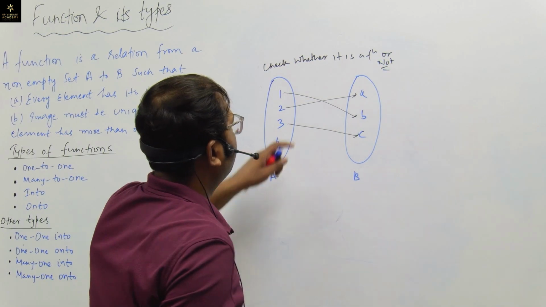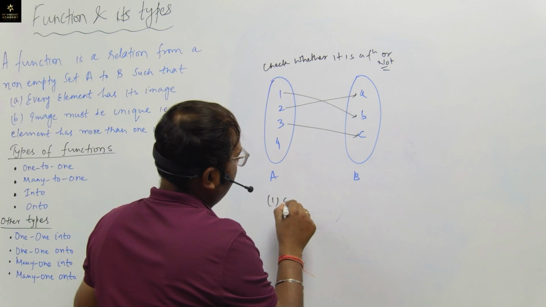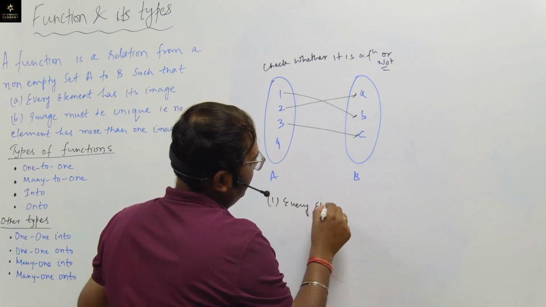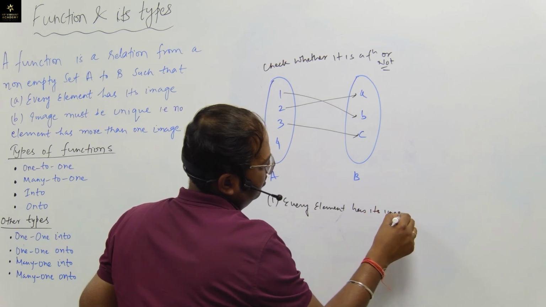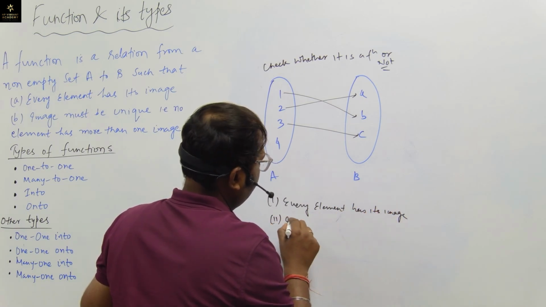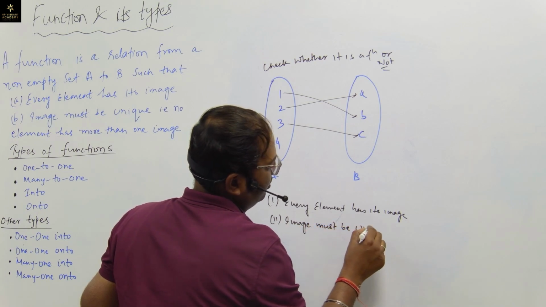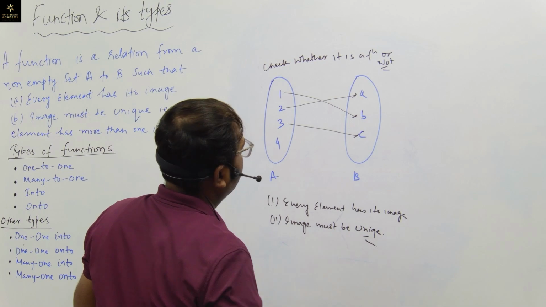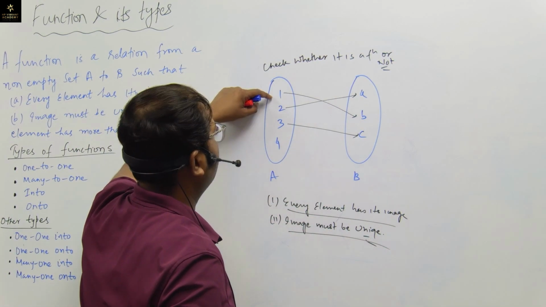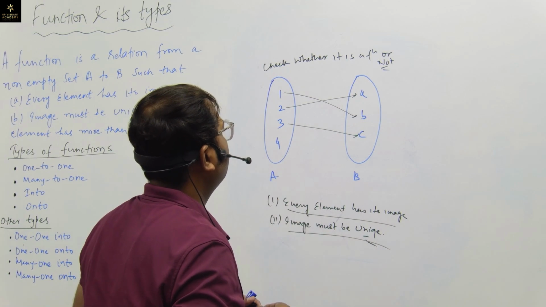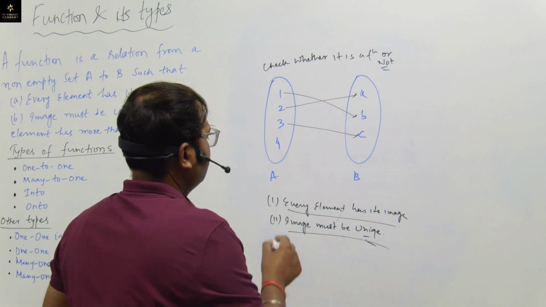Check whether this is a function or not. Let us apply the conditions. The first condition is every element has its image. Secondly, the image must be unique. All elements must have an image. Second, the image must be unique, meaning one element should have only one image, not two or more images. So let us check this. Every element has its image, let us apply this condition.